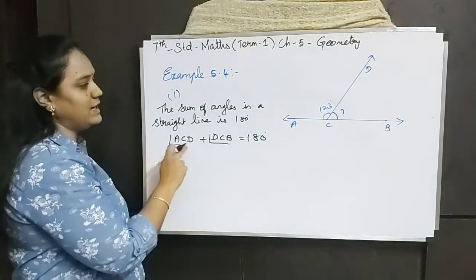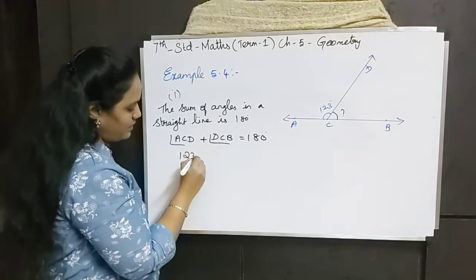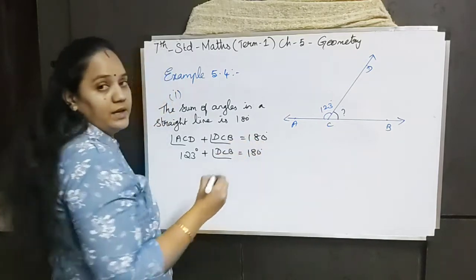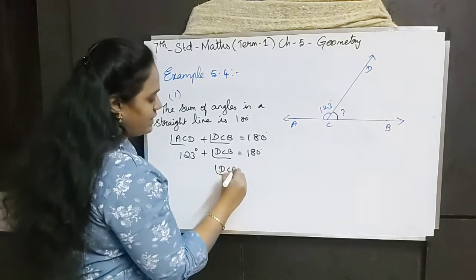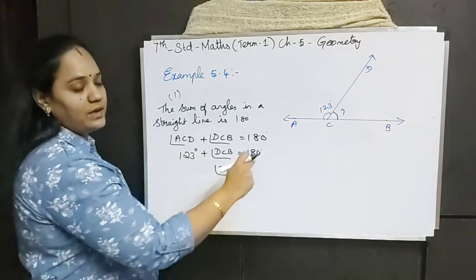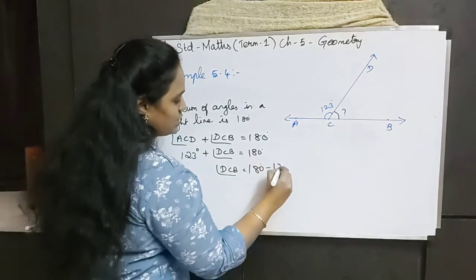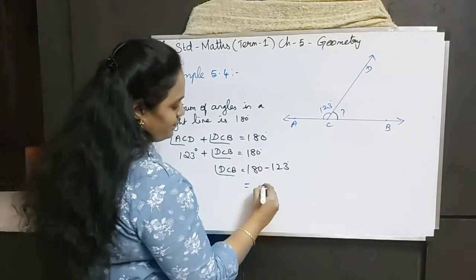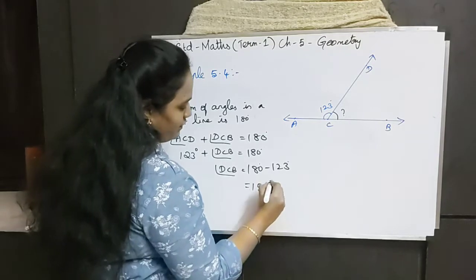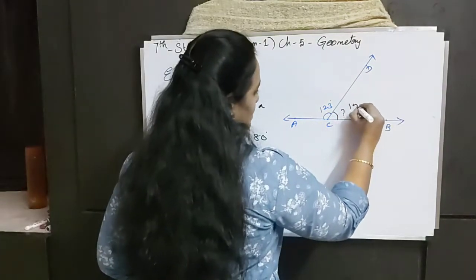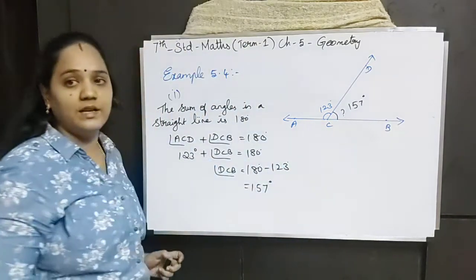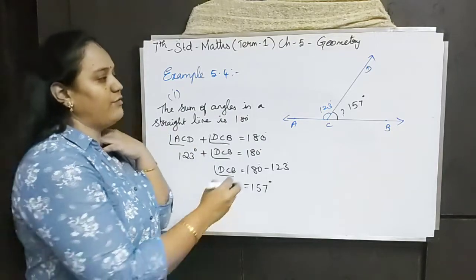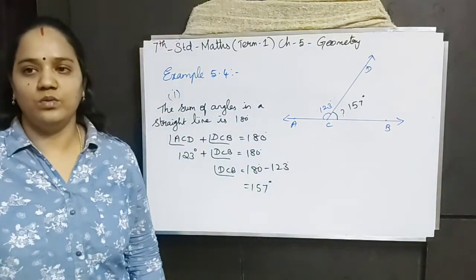Now what is ACD? ACD is given as 123 degrees. 123 degrees plus DCB equals 180 degrees. We want DCB only, right? So I am taking this 123 to the other side. So 180 degrees minus 123 degrees. So we have to subtract. So the answer is 57 degrees. Is it clear? So using the property that the sum of angles in a straight line is 180 degrees, I found the missing angle.